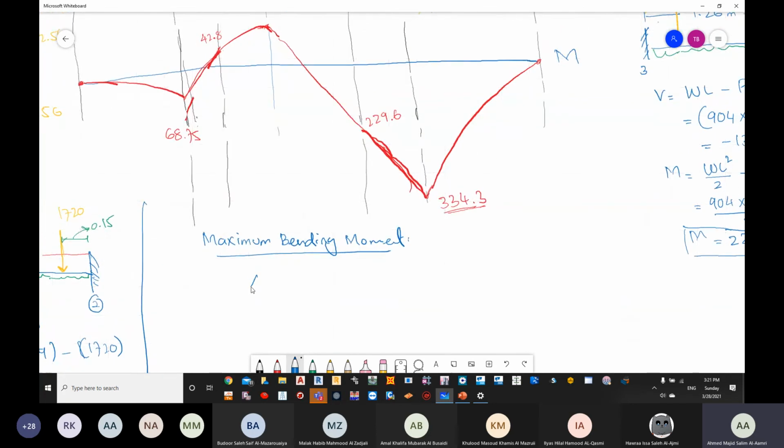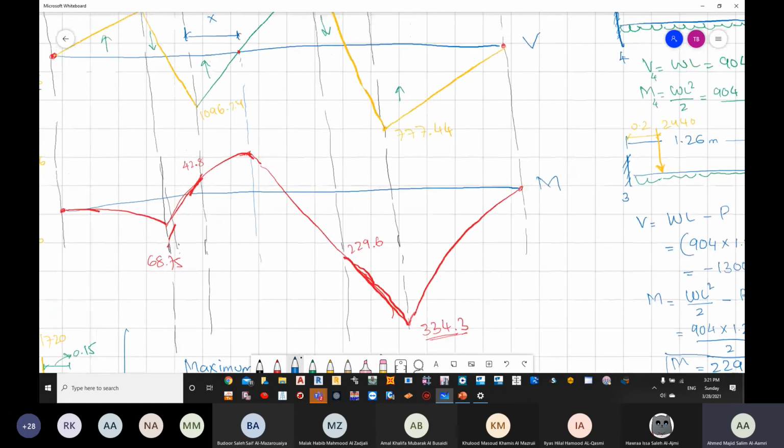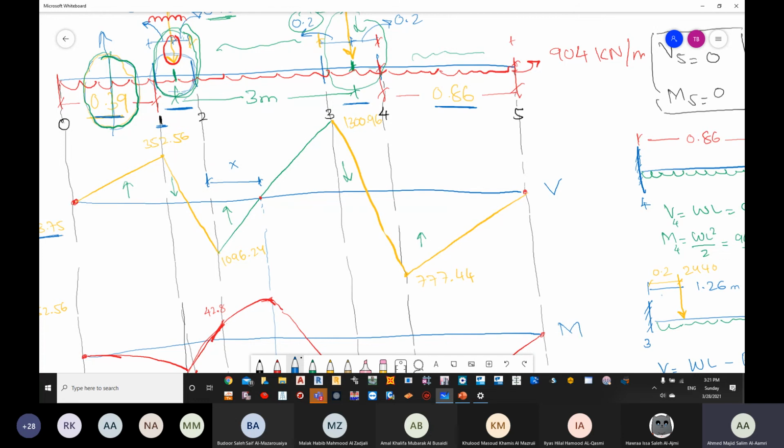Okay. Now x can be calculated. X is a distance, so it's in meter. You have your force divided by your pressure. Force is in kilonewton. Pressure is in kilonewton per meter. Kilonewton will cancel kilonewton, meter will remain. Okay. So I need to know if I have a pressure of 904 in this location, and my point is 1096.24 here, how much distance of 904 will make it 0?